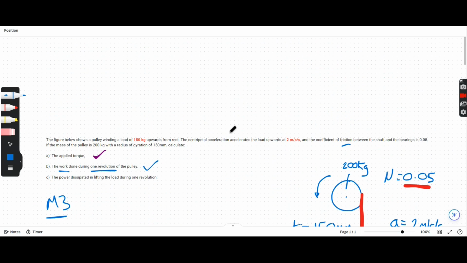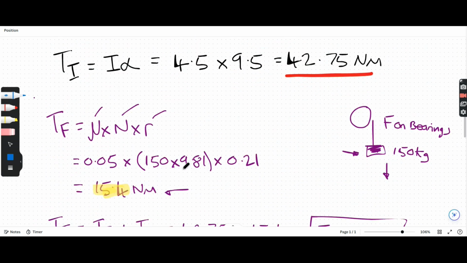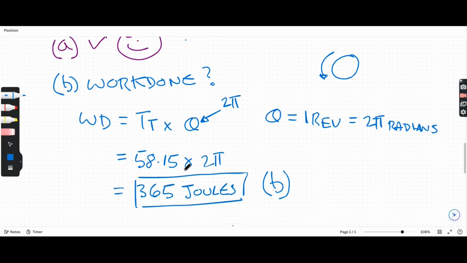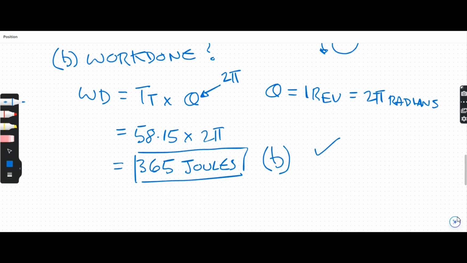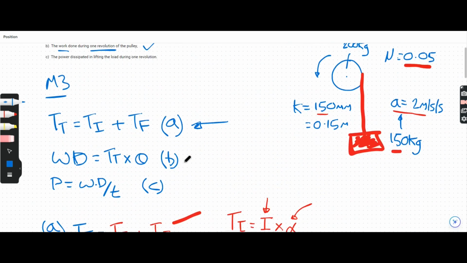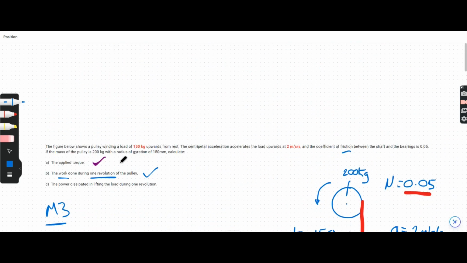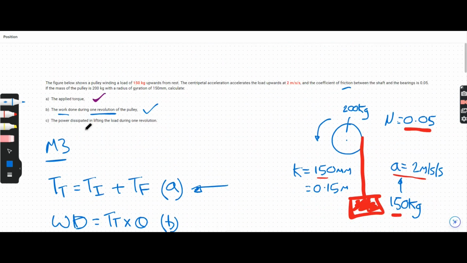Part C is going to be the power, how much power we need to lift that. So that's part B done. Part C is on the way. We've done part A and part B. Part C is the power: the power dissipated in lifting the load during one revolution.